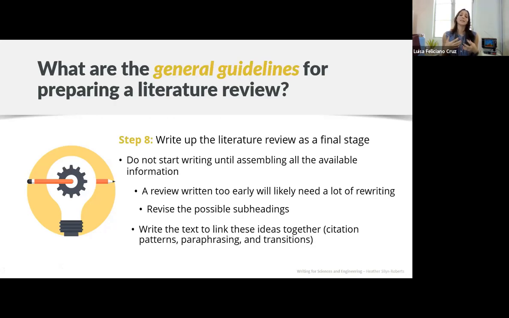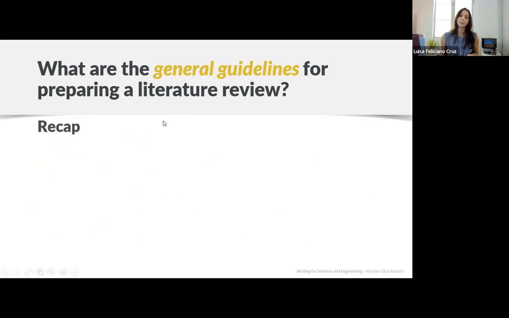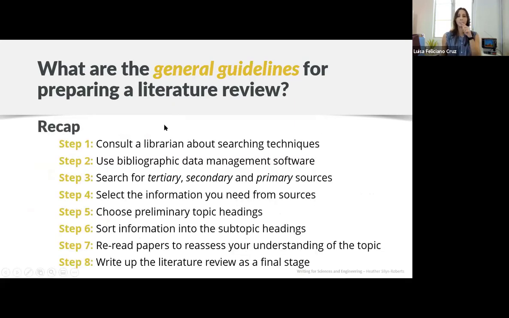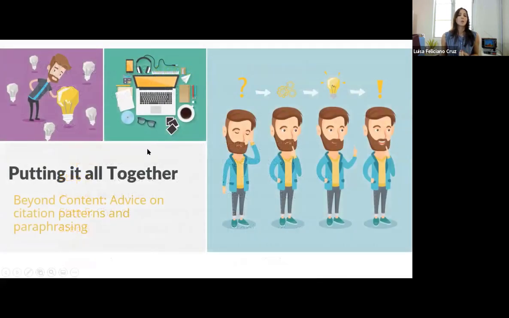And then you need to write the text to link these ideas. Usually you do that with citation patterns, paraphrasing, and transitions. So these are the 8 steps. This is a recap. You can print this slide and keep it for reference. So how do we put it all together?